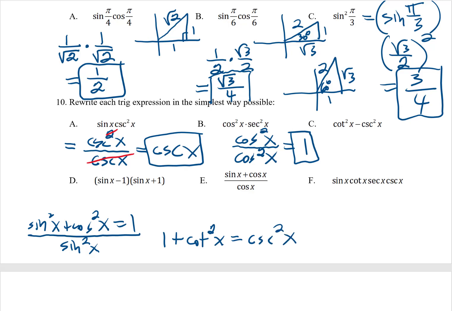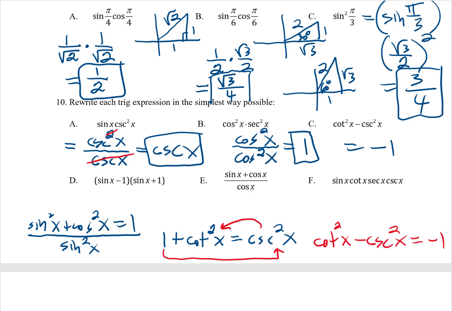Can I make a cotangent squared minus a cosecant squared? Yes, I can do that as long as I move this piece to the left and this 1 over here to the right. Then this would say cotangent squared x minus cosecant squared x equals -1. Well, that's what I needed. Cotangent squared x minus cosecant squared x, according to what we just found, is equal to -1.